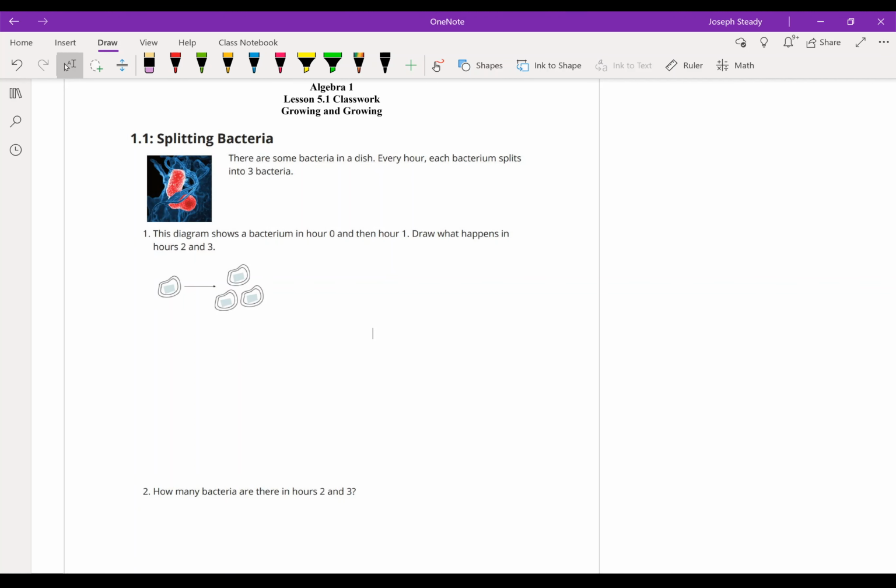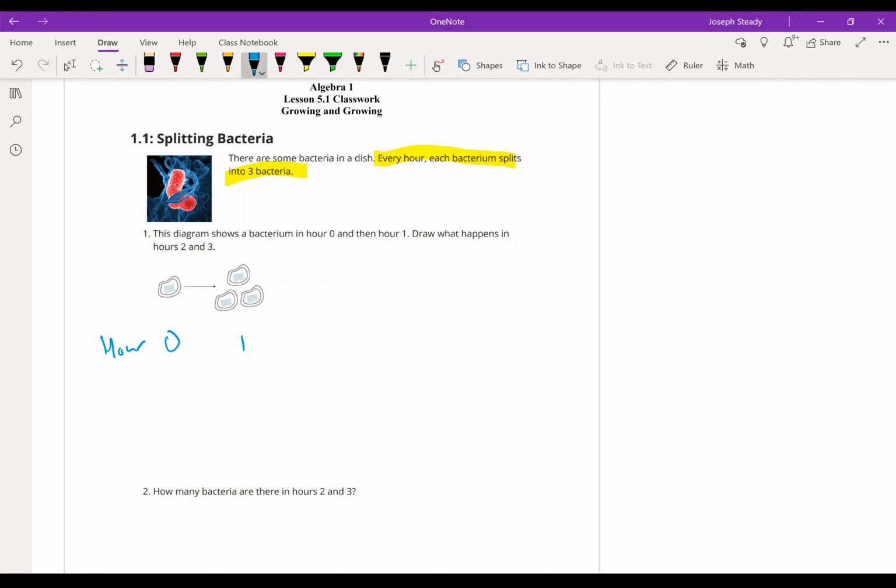So they tell us here in this problem that every hour, each bacterium splits into 3 bacteria. And they also tell us that after hour 0, we only have 1 bacterium, and then after hour 1, we have 3 bacterium. So what they want us to do is now draw what's going to happen in the next couple of hours.